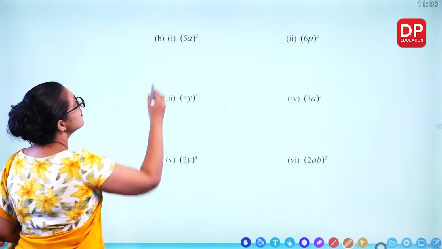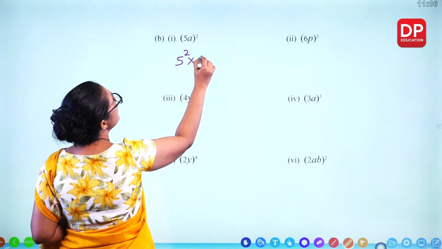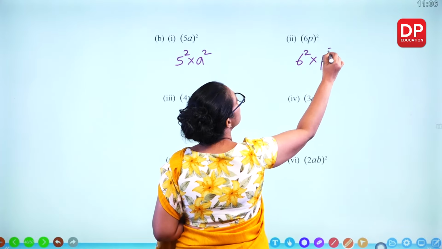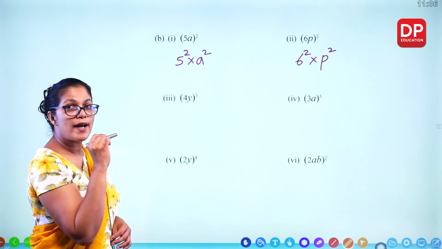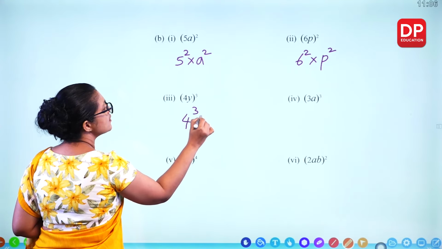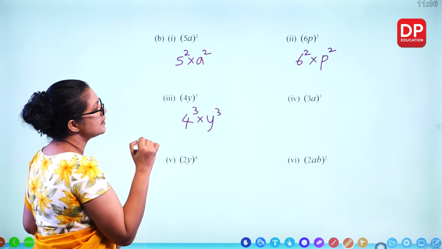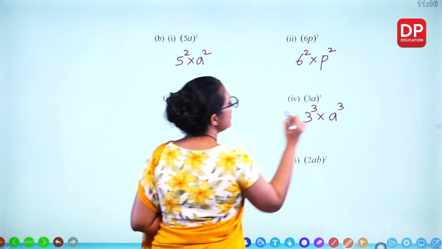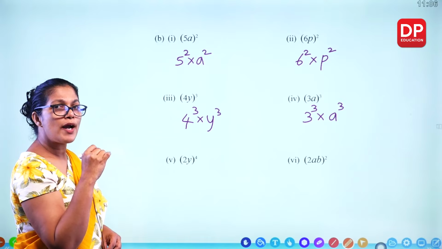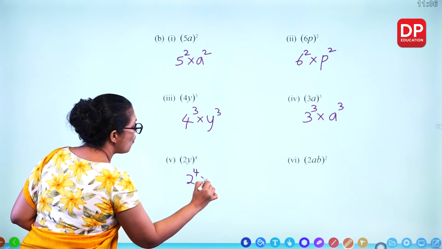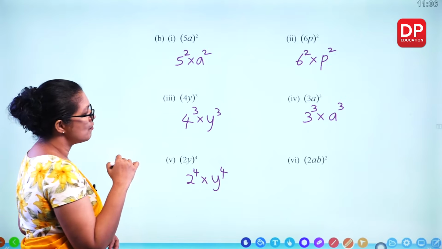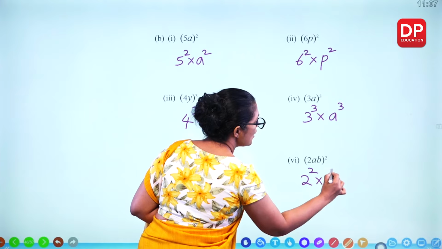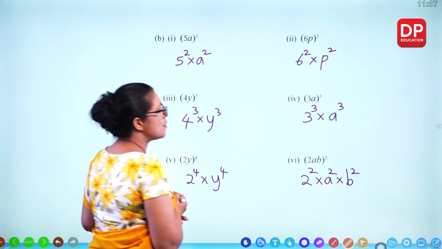5a whole thing squared. This means 5 squared and a squared. 6p whole thing squared means 6 squared and p squared. 4y to the power 3 means 4 to the power 3 and y to the power 3. 3a to the power 3, 3 to the power 3 and a to the power 3. 2y to the power 4, 2 to the power 4 and y to the power 4 there. 2ab whole thing squared means 2 to the power 2, a to the power 2 and b to the power 2.